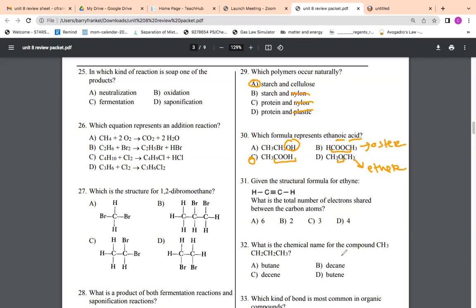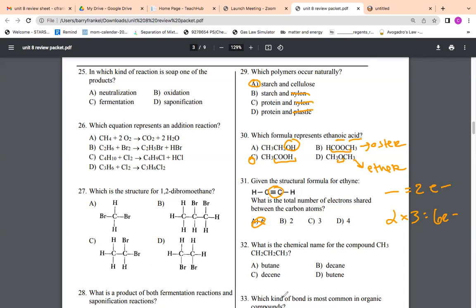All right, 31. Given the structural formula for ethine, what is the total number of electrons shared between the carbon atoms? So I see a triple bond. Remember, every dashed line equals 2 electrons being shared. Because there are 3, that is 2 times 3, and 6 electrons are being shared between them.